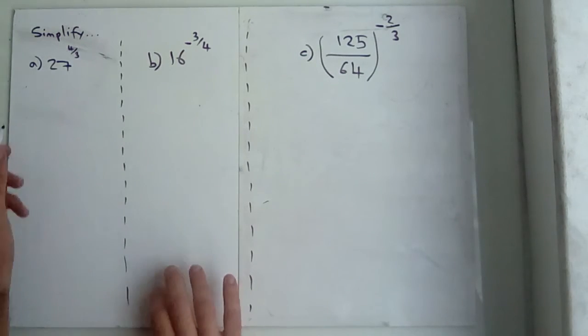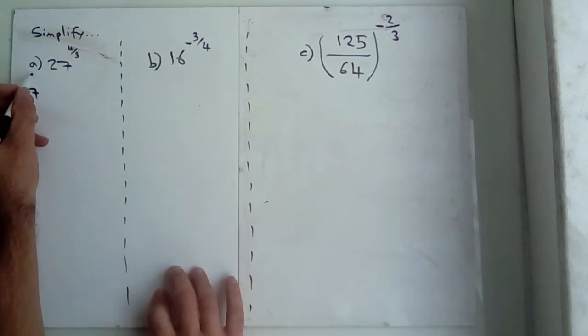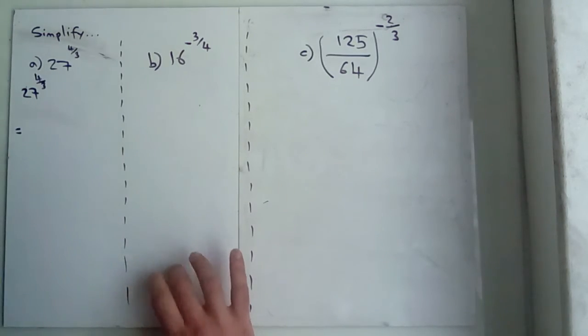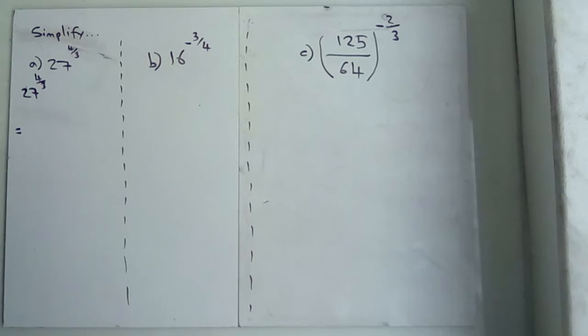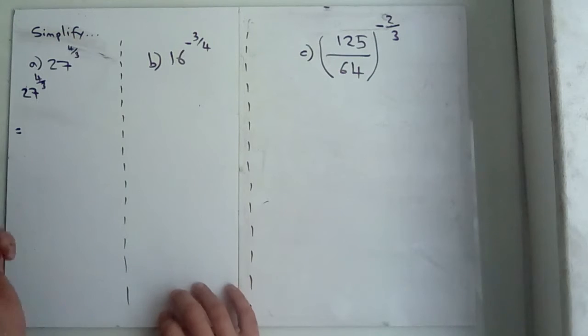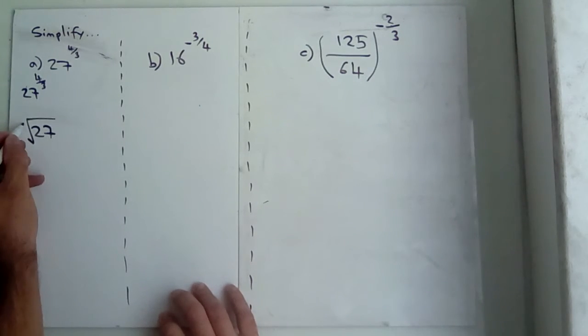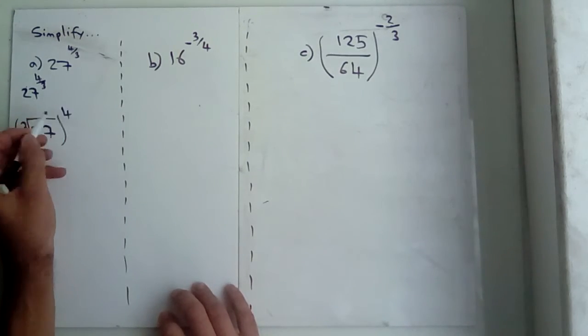So we'll start with A, 27 to the 4 over 3. Now what this means is the denominator of the fraction, you take that root, and then the numerator of the fraction, you just apply that as you would normally. So it's basically the cube root of 27. That's the over 3 dealt with. And then we raise the answer of that to the power 4.